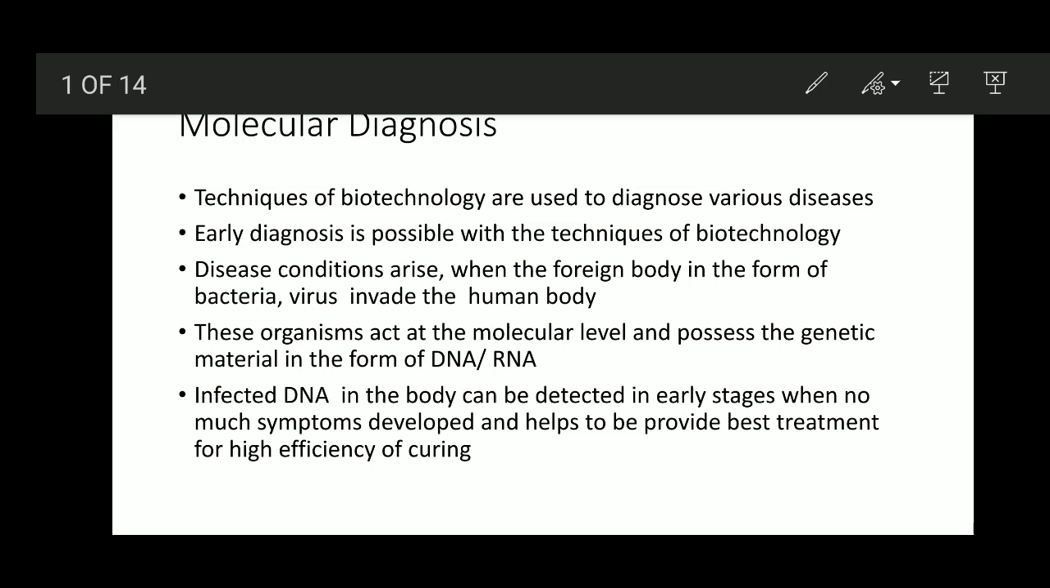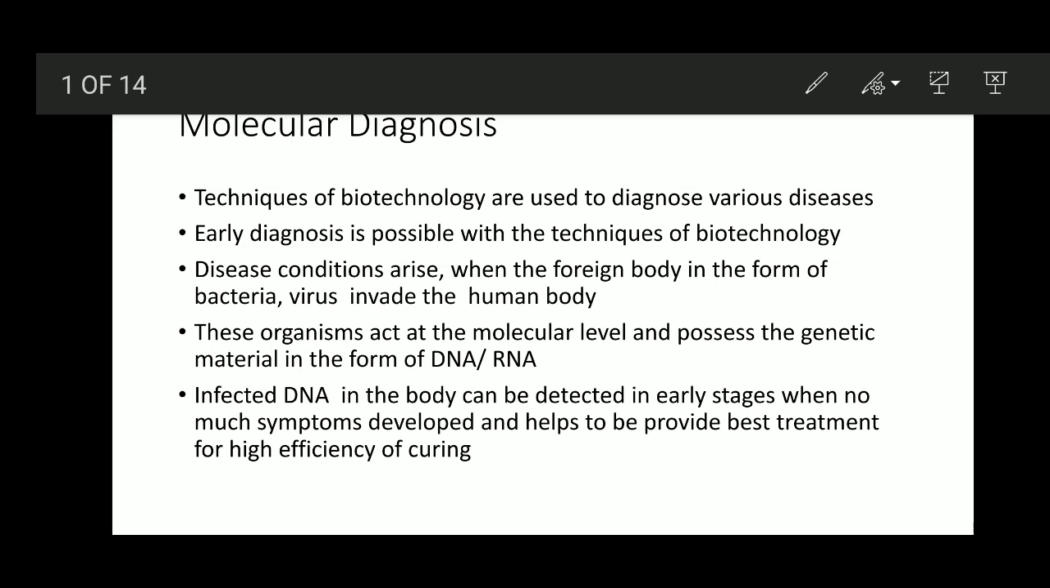Some of the techniques such as PCR reaction, ELISA, that is enzyme linked immunosorbent assay, and DNA sequencing are some of the early diagnosis methods. DNA probes are used to detect defective genes in order to proceed with gene therapy. Autoradiography techniques are used, and whatever techniques you have studied in biotechnology principles and processes, agarose gel electrophoresis, PCR reaction, these are all used for early diagnosis of a disease.